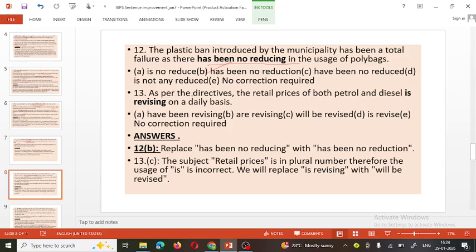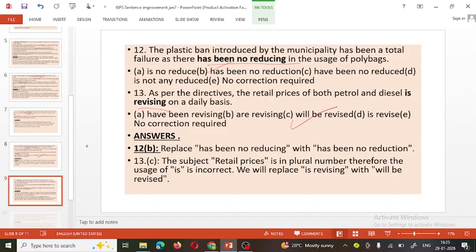Then: "As per directives, the retail prices of both petrol and diesel is revising on daily basis." Here "is revising" is wrong as these prices are plural, of petrol and diesel. So what is going to happen? We need simple future tense, and therefore, instead of "is revising", we need to use option C: "will be revised".